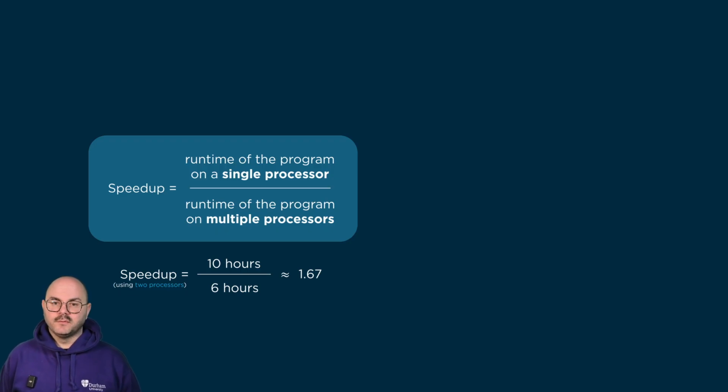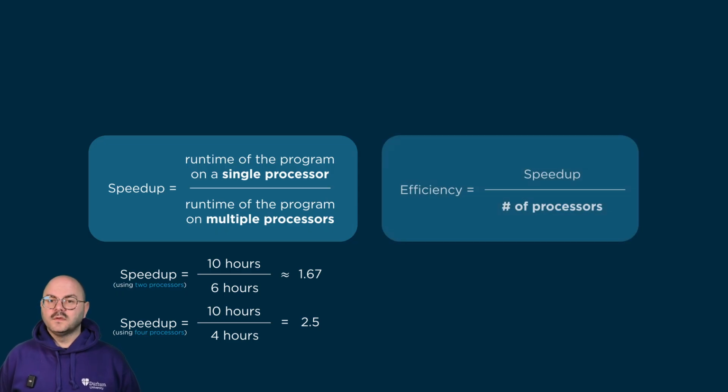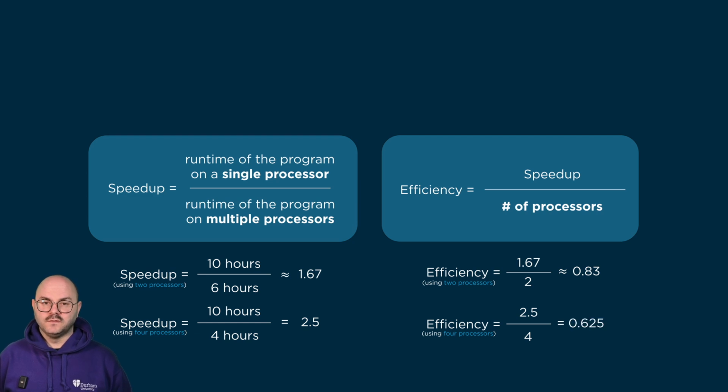Likewise, if the runtime of the program on 4 processors is 4 hours, speedup is 10 over 4, or 2.5. So we have dedicated 4 times as many resources for only a runtime reduction factor of 2.5. This comparison between the ideal speedup and the actual speedup is known as the parallel efficiency of the program, as distinct from the efficiencies we've discussed in other contexts. Thus, for the 2-processor case, we would compute an efficiency of 1.67 over 2, which is 0.83. For the 4-processor case, we would compute an efficiency of 2.5 over 4, which is 0.625.